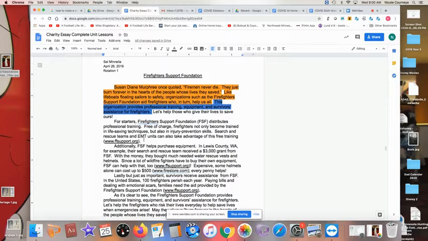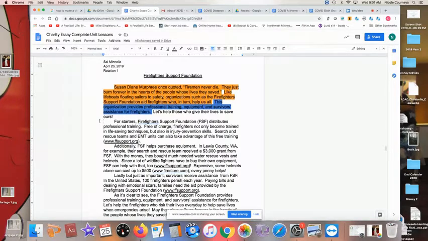Now that topic sentence tells what is the whole paragraph about. Okay, so I want you right now in your mind's eye to listen and to be looking for the transition, topic sentence, and supporting details. For starters, Firefighter Support Foundation distributes professional training. Free of charge, firefighters not only become trained in life-saving techniques, but also in injury prevention skills. Search and rescue teams and EMT units can also take advantage of this free training.